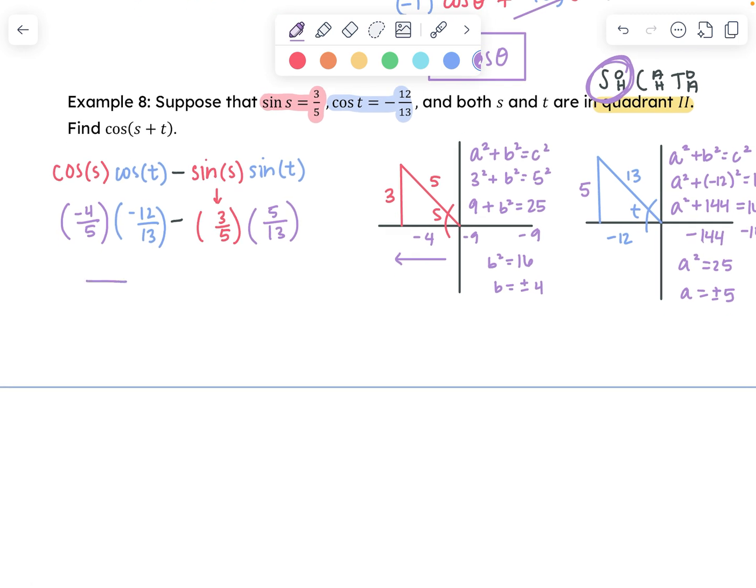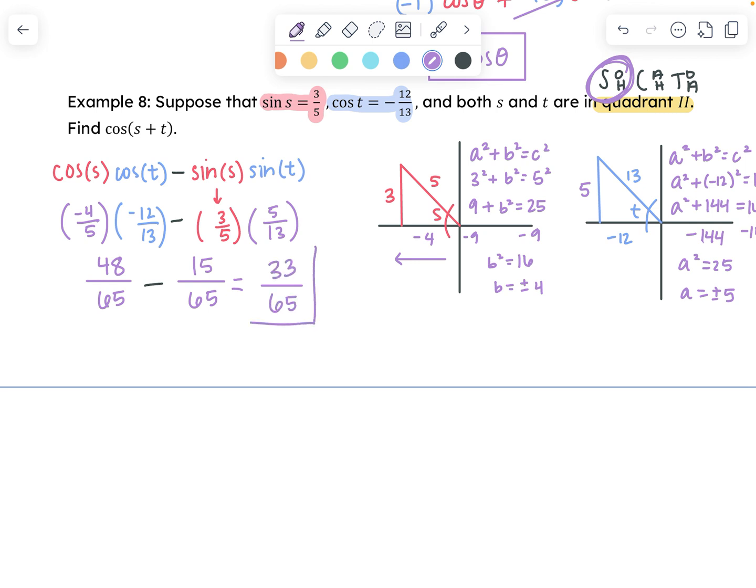And then from there, I just need to simplify my fractions over here. So if I have -4/5 times -12/13, multiply across the top and multiply across the bottom. -4 times -12 is going to give me a positive 48. 5 times 13 is going to give me 65, minus, then my fraction over here, 3 times 5 is 15, 5 times 13 is 65, and then I just subtract across the top. So 48 minus 15 is 33 over 65. And there's my answer.